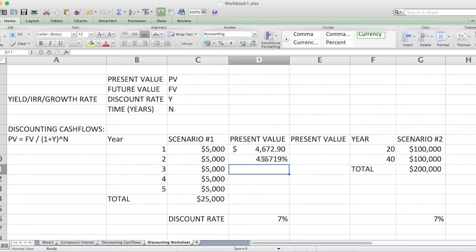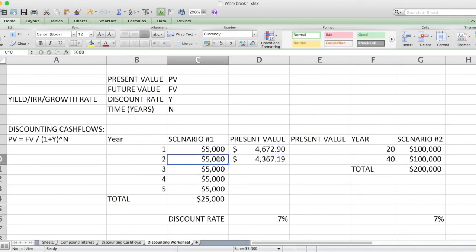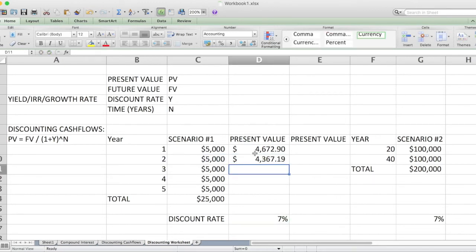Not surprisingly, I'm going to change this to a currency function because it's somehow gotten into its head that it's a percent function. Currency function, there we are, $4,367.19. Notice that this is less than that, even though it's the same starting amount and the same discount rate. The difference is that one is discounted for 2 years and that one is discounted for 1 year.